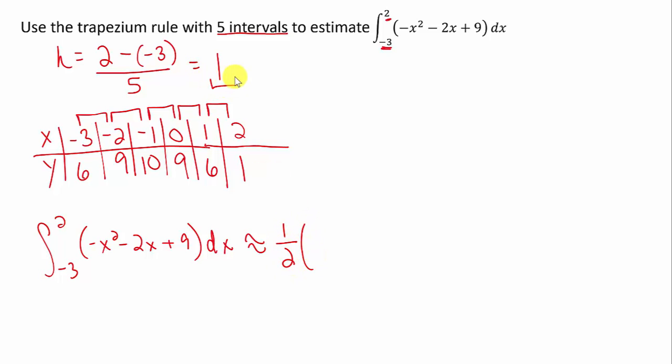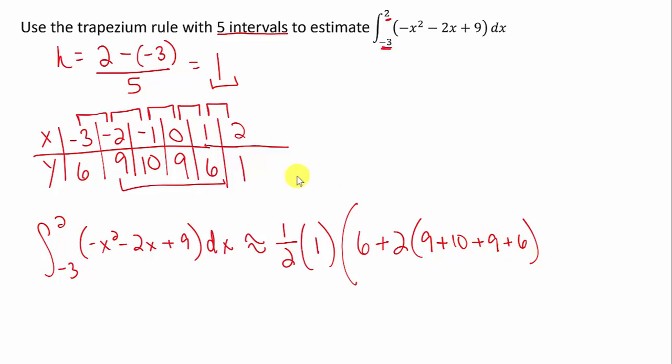Then I have my height here, which is 1. And then I'm going to have my first y value on its own plus 2 times all of my middle y values: 9 plus 10 plus 9 plus 6. And then I got to remember my last y value is on its own there. Okay, and then you're just doing this work in a calculator very carefully. And we get that this is approximately 37.5 units. Okay, not too bad.